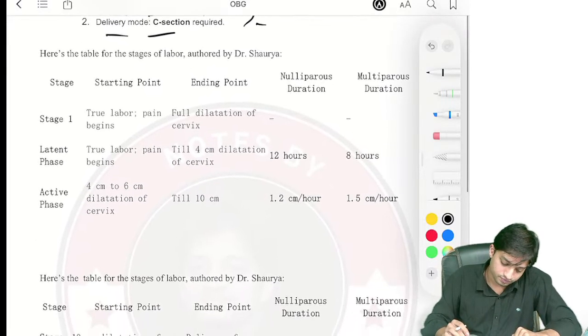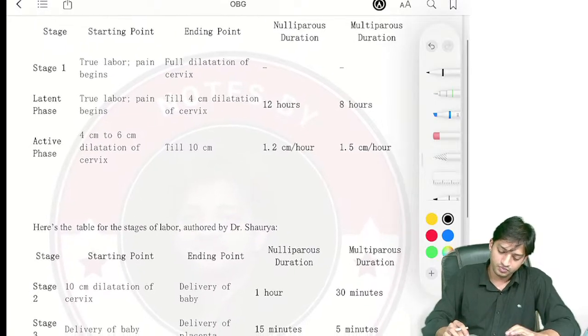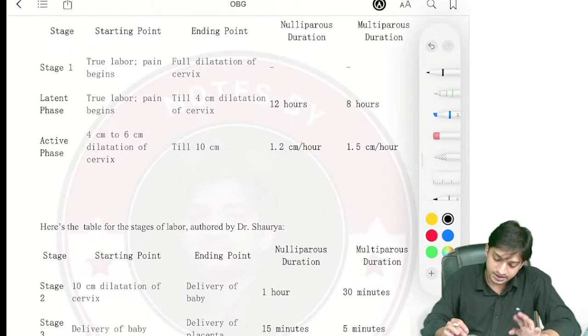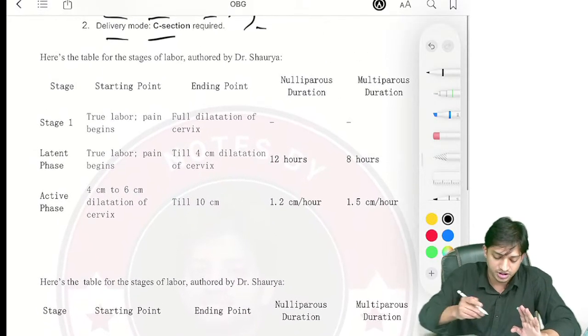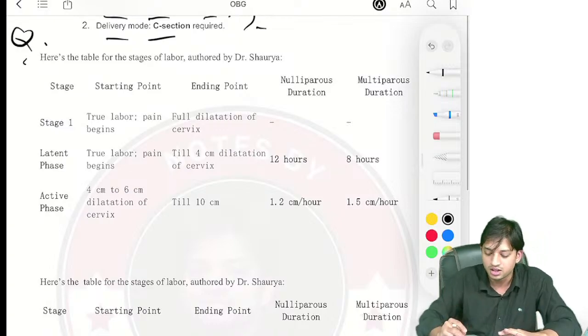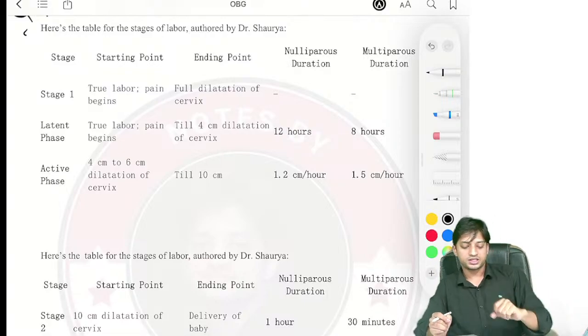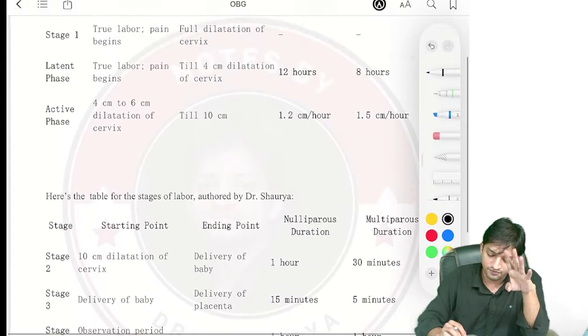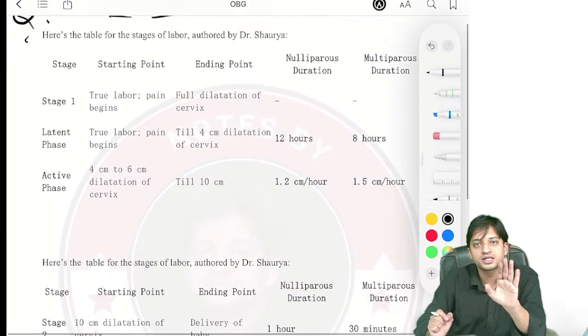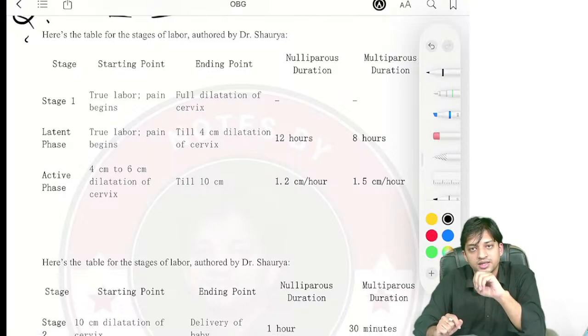Now we will have to look at the stages of the labor. They have asked you questions from the stages of labor. So we will be looking here at the stages of the labor. Be attentive. Stage 1, stage 2, stage 3 and 4. We will be discussing all the aspects and all the question points we will be covering in this table only.